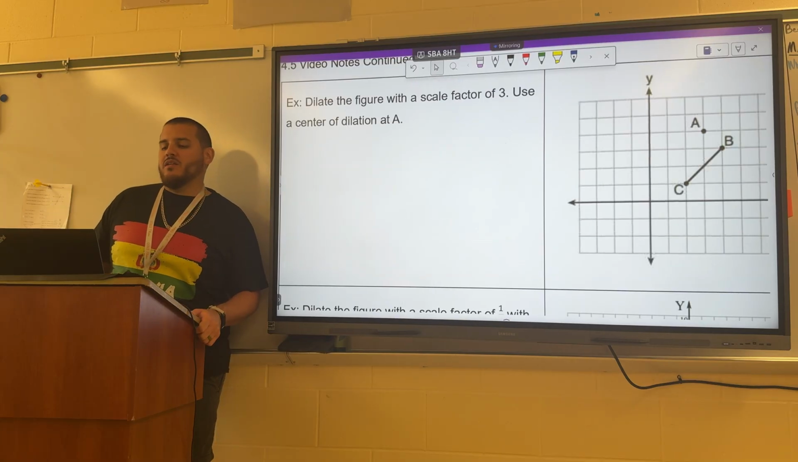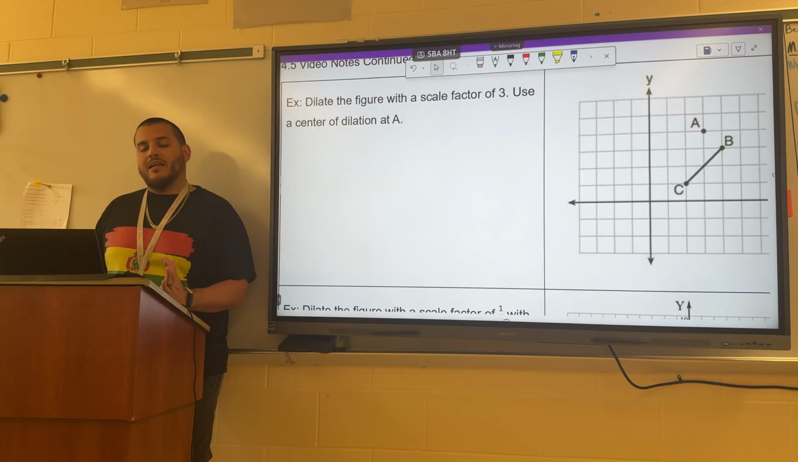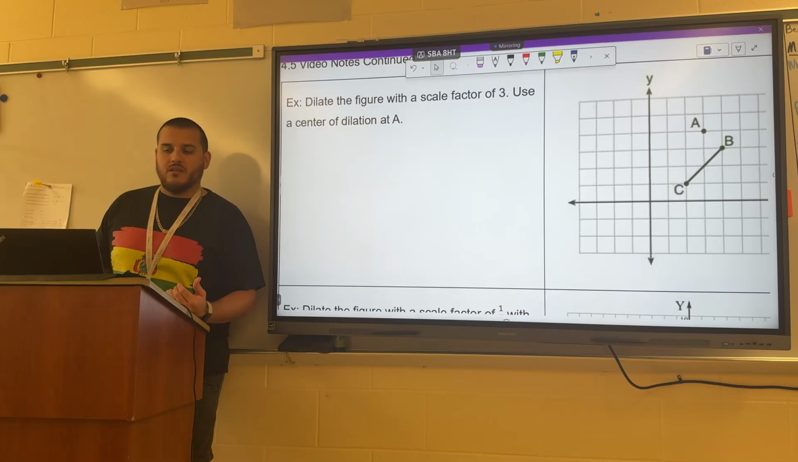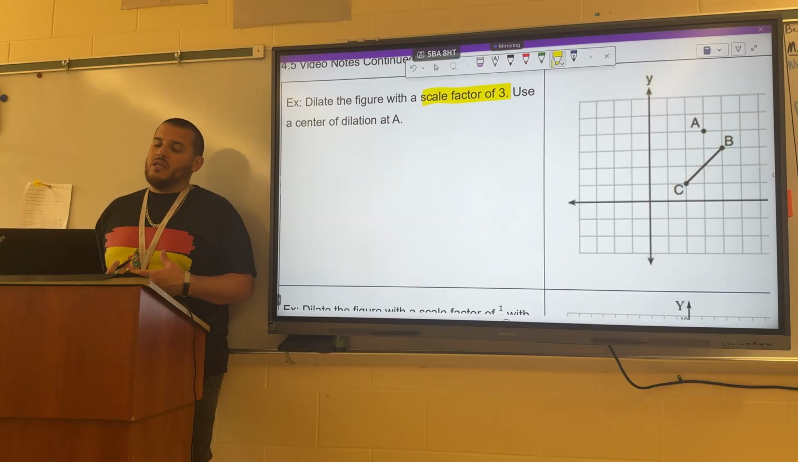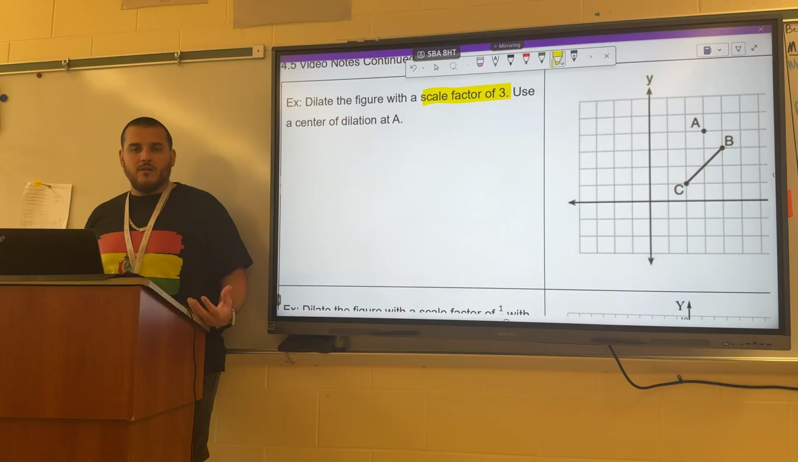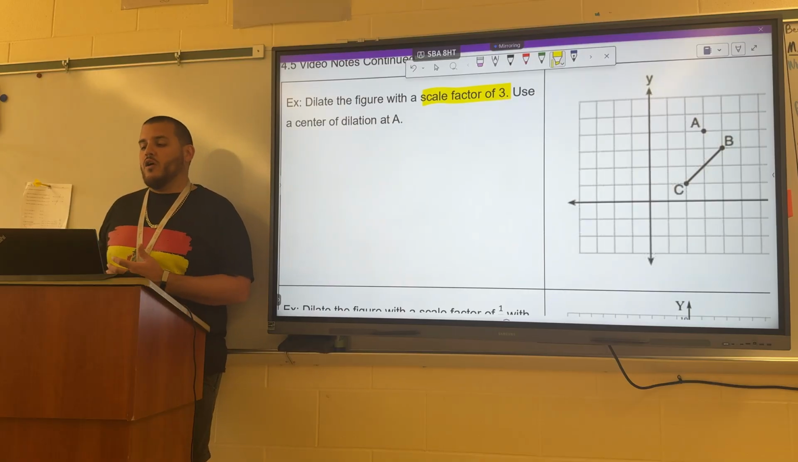Next, we are going to be learning how to dilate when the center of our dilation is not the origin. All right, so remember, when we perform these dilations, we can think of our points moving a certain distance away from the center of dilation. For example, here, a scale factor of 3 doesn't just mean we get a figure that's 3 times larger. It also means that we get points that are 3 times further away from the center of dilation.